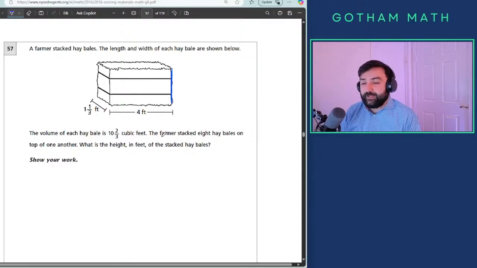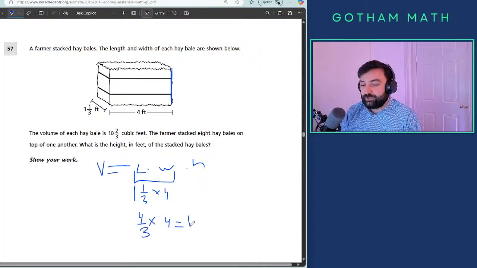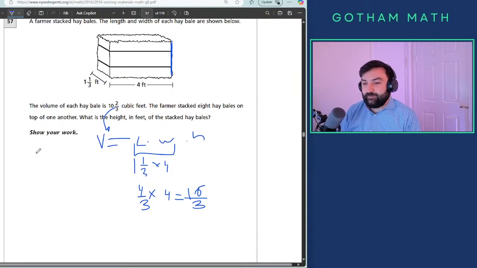We have to take the volume, right? Since the volume formula is length times width times height, and we have the volume, the length and the width, we're just going to solve for height. We multiply length times width, which is 1 and 1/3 times 4, which is 4/3 times 4, which is 16/3. And then we're going to divide our volume by that answer.